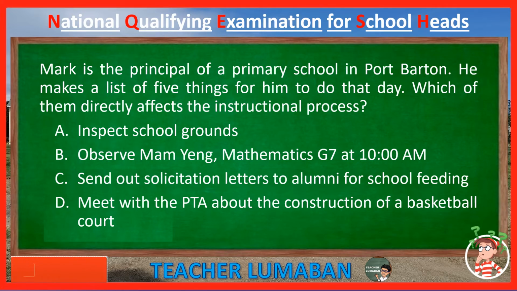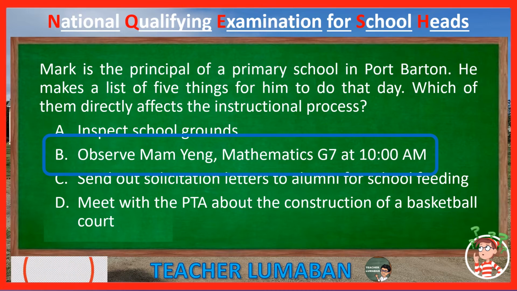Choose the suitable answer based on the given choices in 5 seconds. 5, 4, 3, 2, 1. The correct answer is letter B, observe Mamyang, Mathematics G7 at 10 a.m. Mark is the principal of a primary school in Port Barton. He makes a list of 5 things for him to do that day. The observation of Mamyang, Mathematics G7 at 10 a.m. directly affects the instructional process.